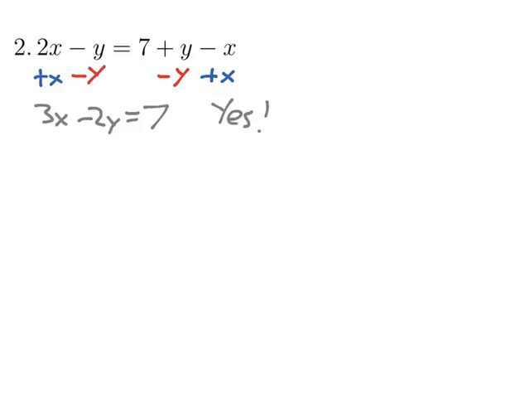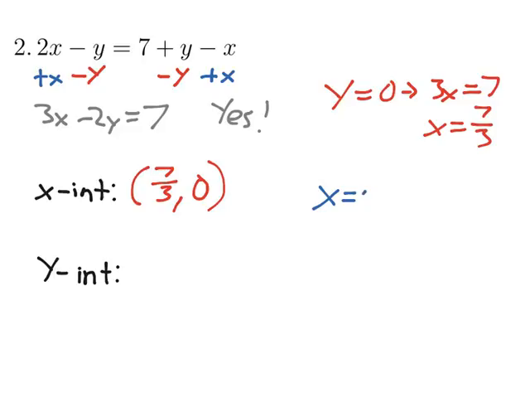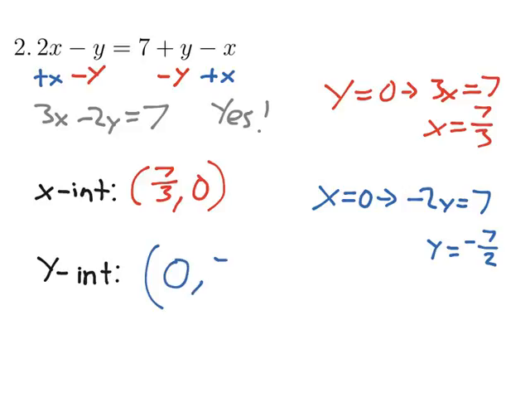Now let's determine the x and y-intercepts. For the x-intercept, we set y equal to 0. This means 3x minus 0 is 7. 3x would equal 7. So x is just 7/3. Our x-intercept then is (7/3, 0). For our y-intercept, we set x equal to 0. That means that 0 minus 2y equals 7, or y is minus 7/2. So our y-intercept is (0, -7/2).